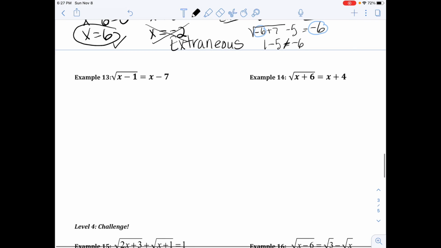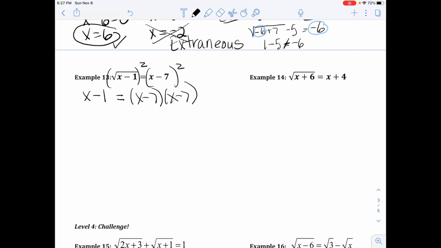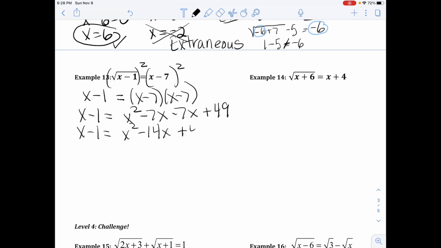All right, example 13. Let's try this one. Again, we're going to square both sides. On the left side, we're squaring the square root, so we're just going to get x minus 1. On the right side, we're going to write x minus 7 twice. That's x minus 1 equals x squared minus 7x minus 7x plus 49, so x squared minus 14x plus 49.